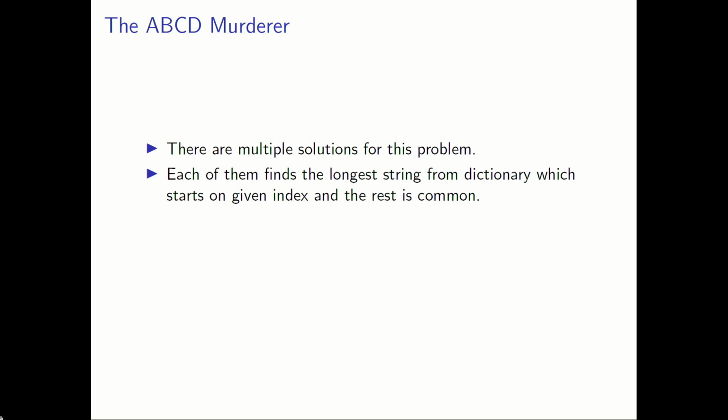So next problem is ABCD murder. There are quite a few solutions to solve this problem. Some with linear complexity, some are a bit slower, but we accept even n times square root of n. So the basic idea is, if we imagine that we got someone to tell us which part of the input string can be matched to some words from the dictionary, then we can solve it greedily.